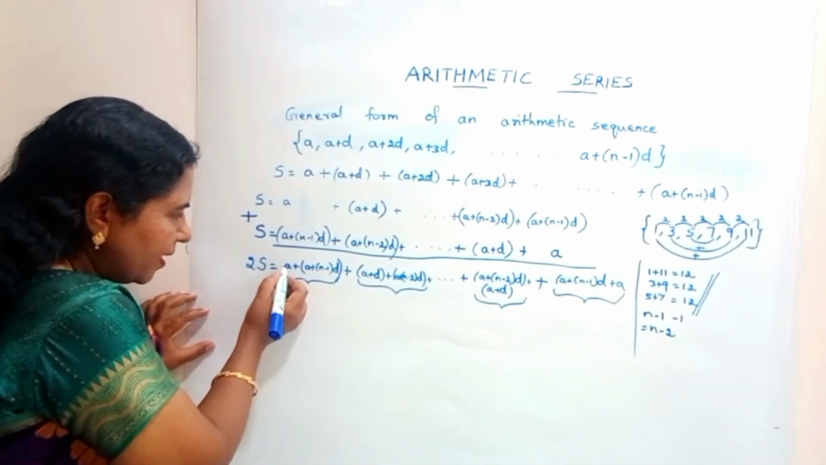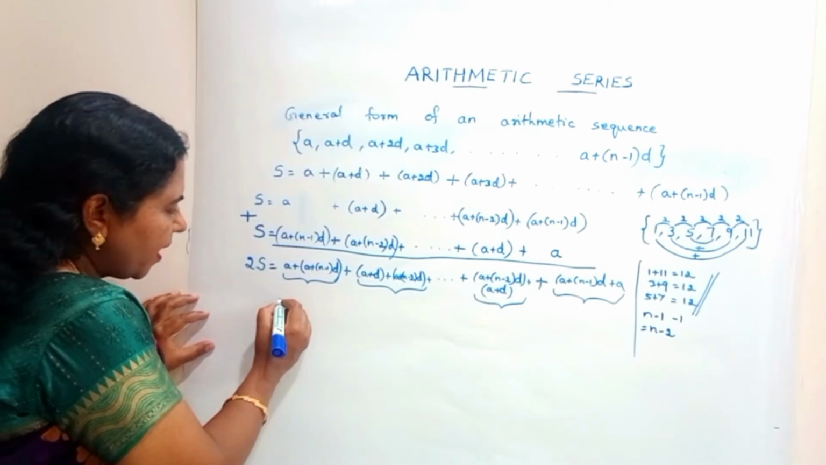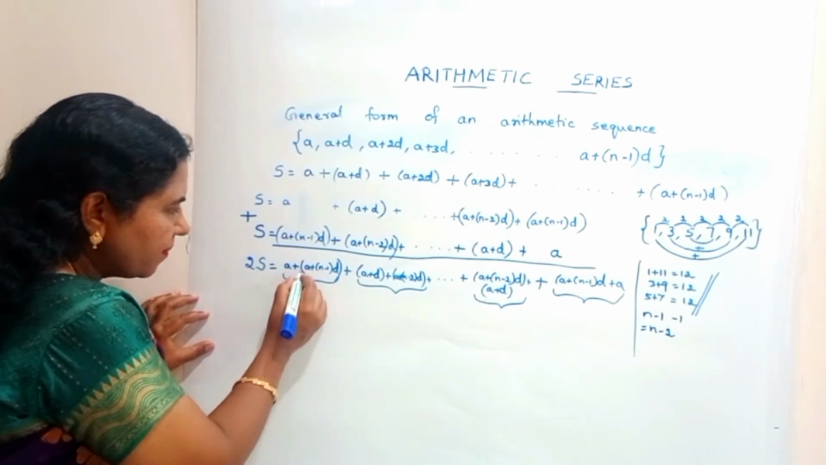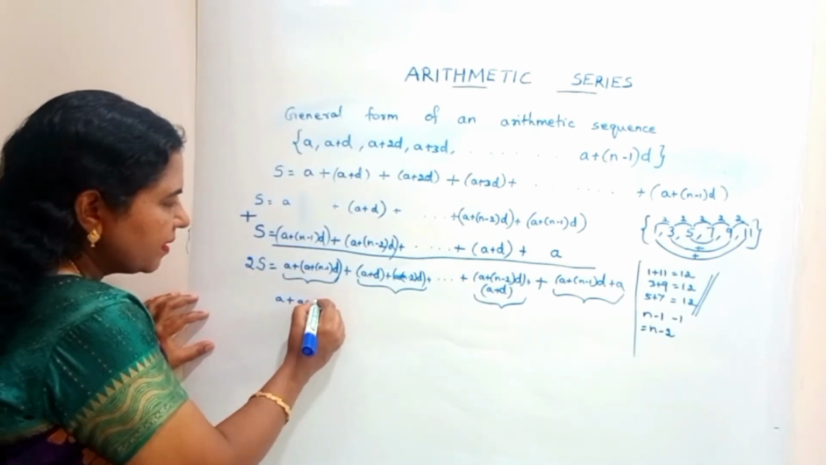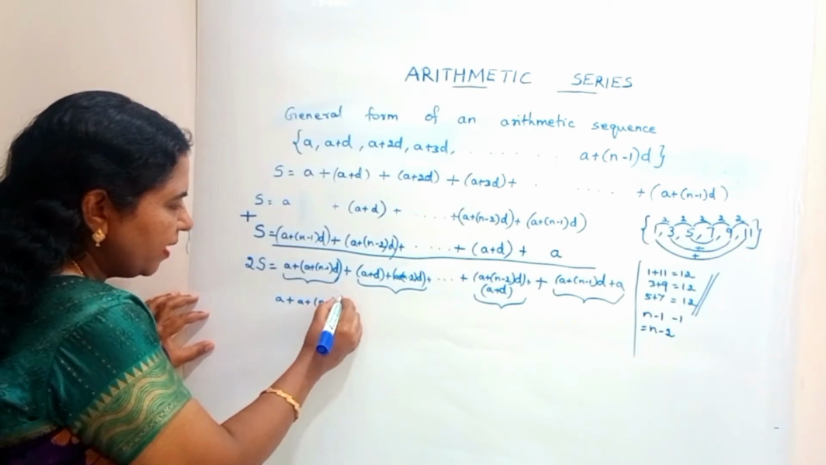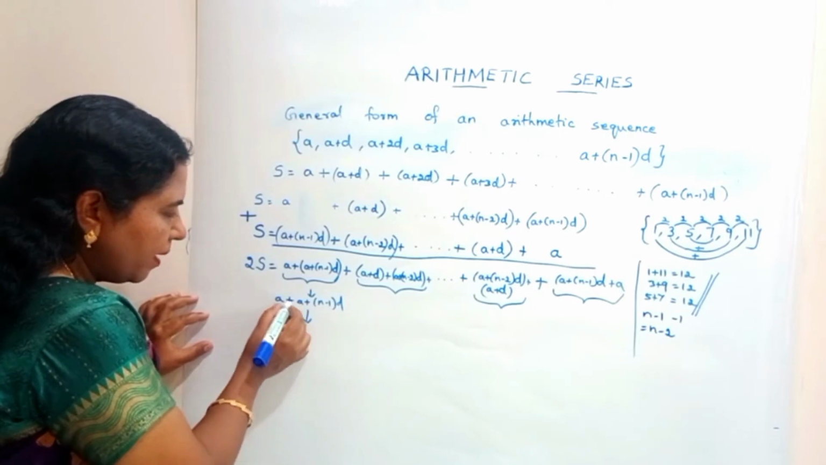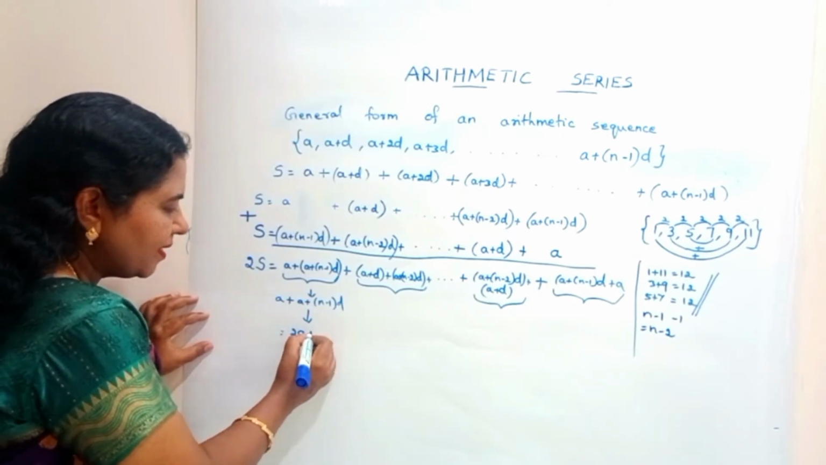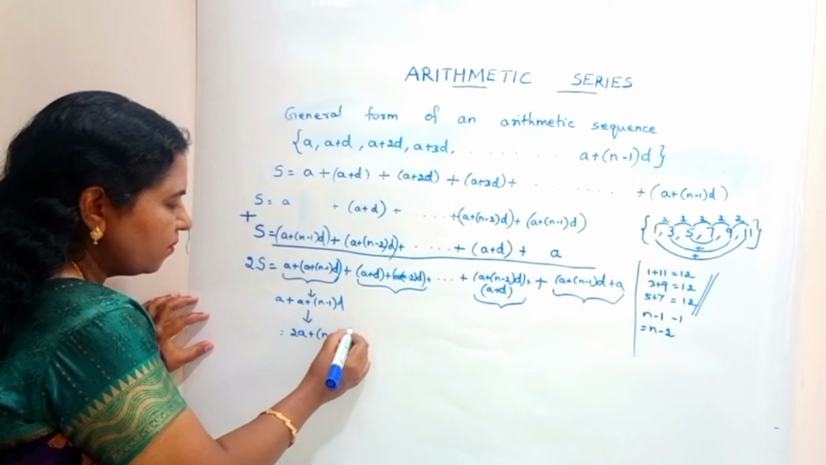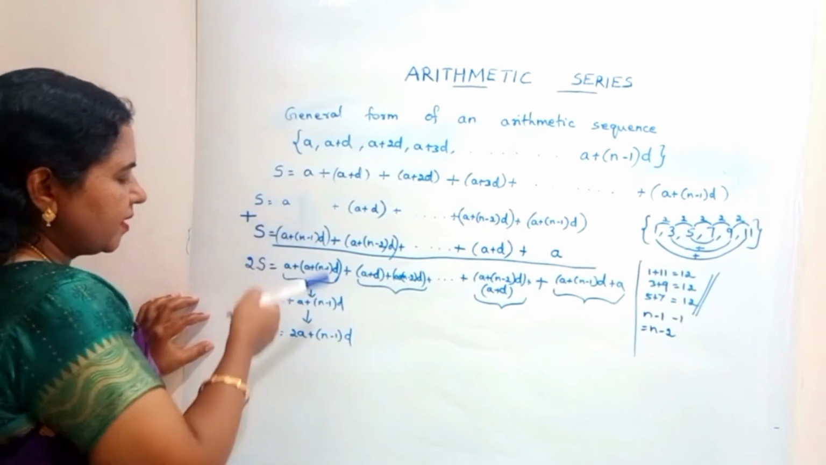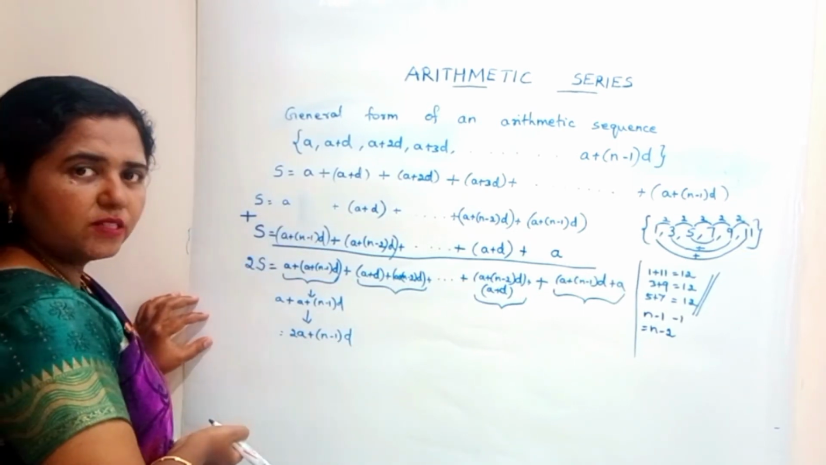Okay, so now here when we add these two parts, we get a plus (n minus 1) into d. So now it becomes a plus a, it is 2a plus (n minus 1) into d. So the first sum, it is 2a plus (n minus 1) into d.